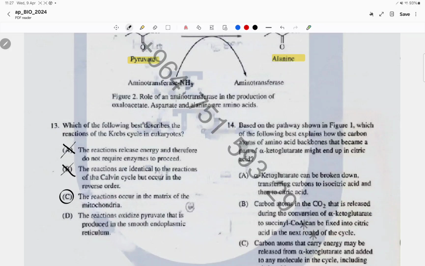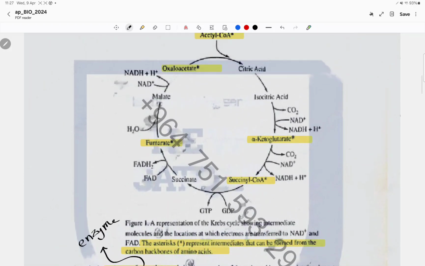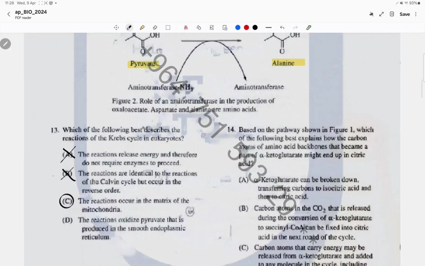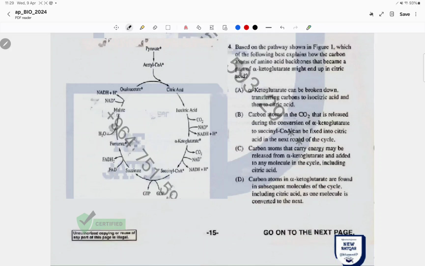Okay, based on the pathway shown in figure 1, which of the following best explains how the carbon atoms of amino acid backbones that became a part of the alpha-ketoglutarate might end up in citric acid? So let's just go back here and look for alpha-ketoglutarate. Right now our focus is going to be only on alpha-ketoglutarate. So alpha-ketoglutarate can be broken down, transferring carbon to... We should just go back to the figure, okay? Let me bring it up here. Okay, so here is our figure.